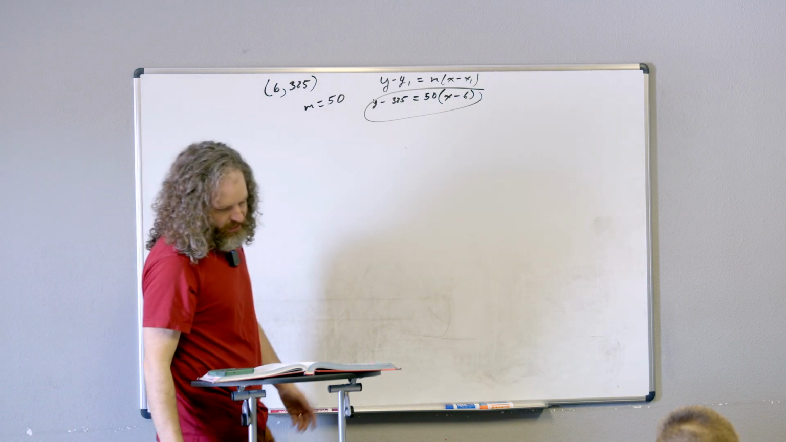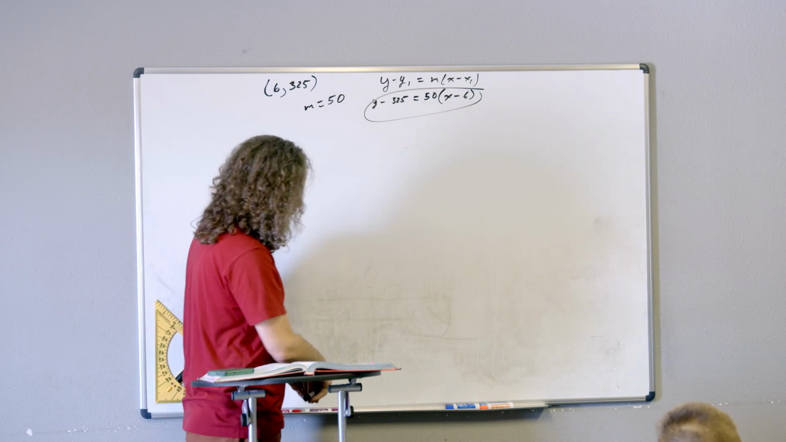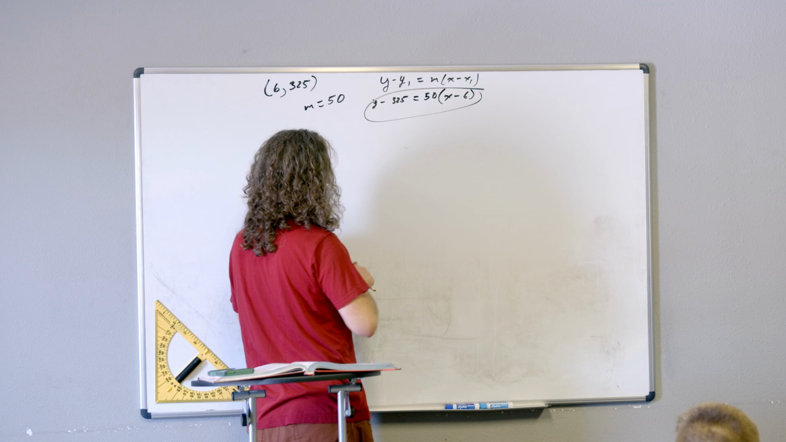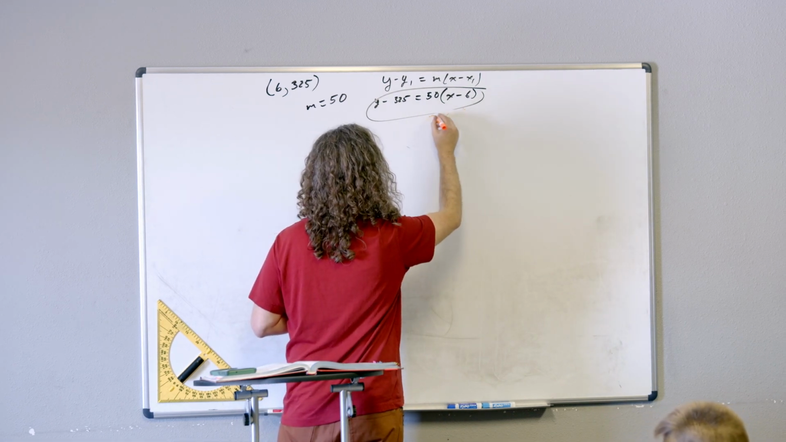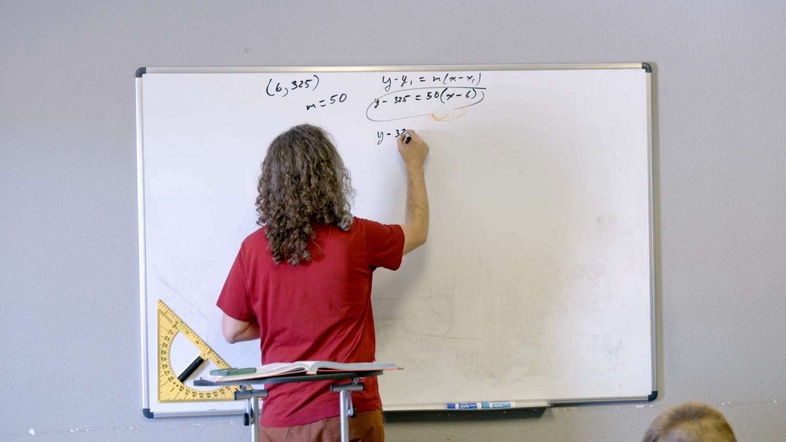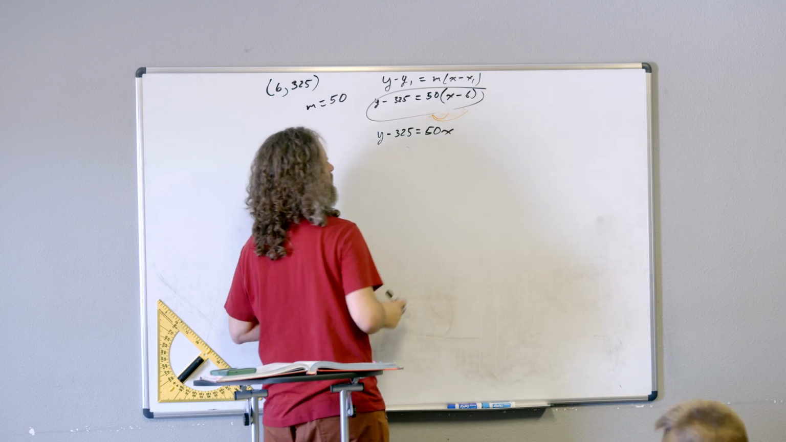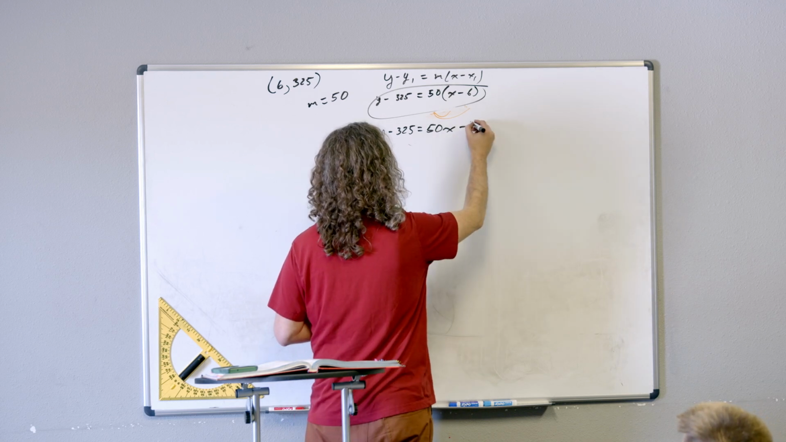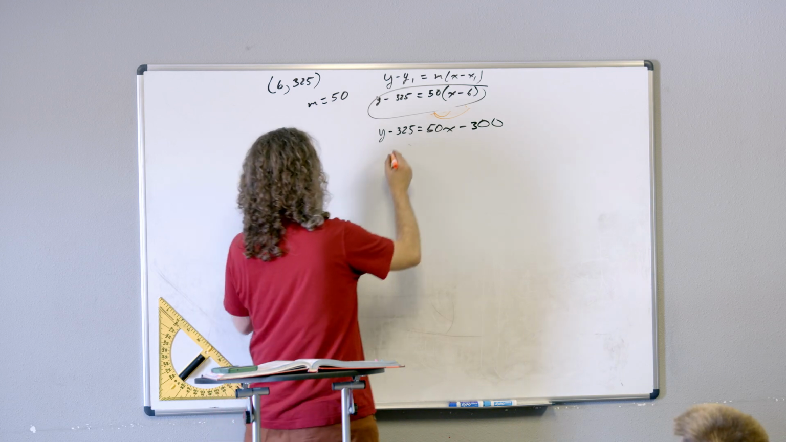Part B says, write the equation in slope-intercept form. So to turn that into slope-intercept form, what do we do? We distribute. Y minus 325 equals 50 times x, which is 50x. And what's 50 times negative 6? Negative 300. Now what? Add 3.